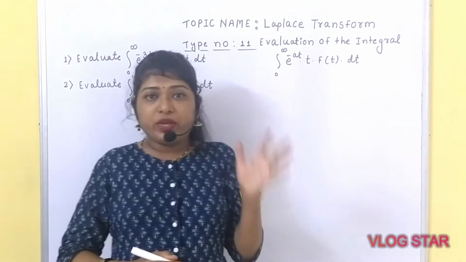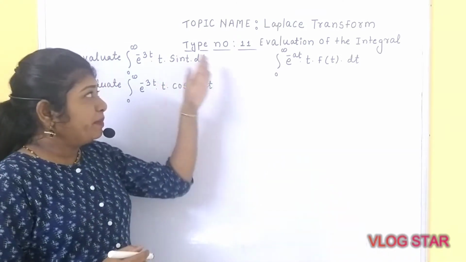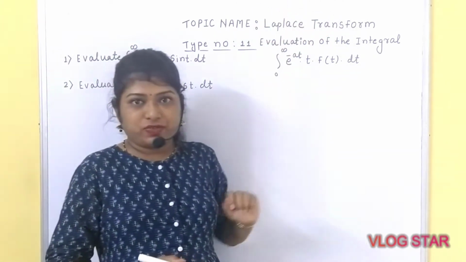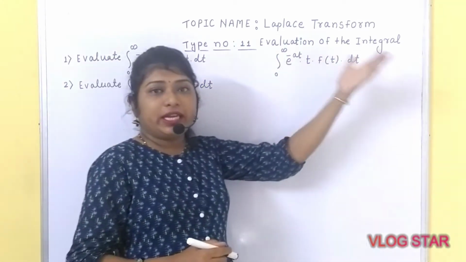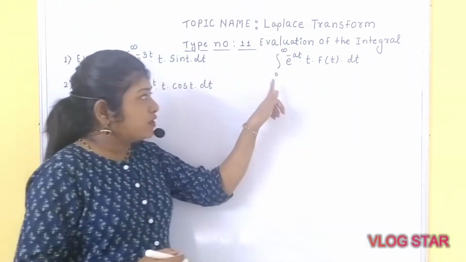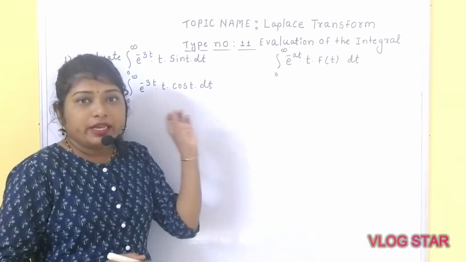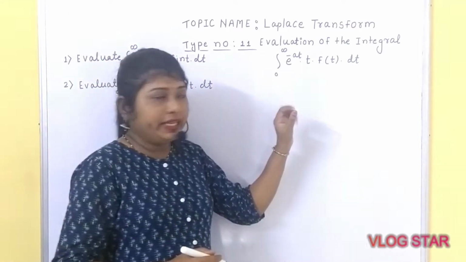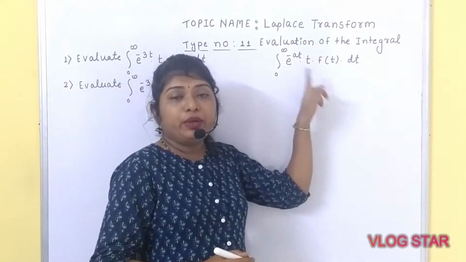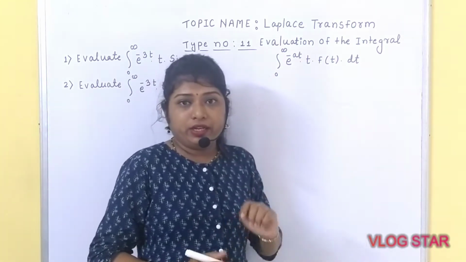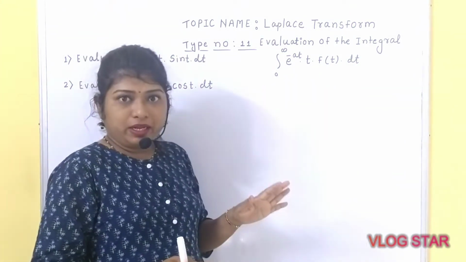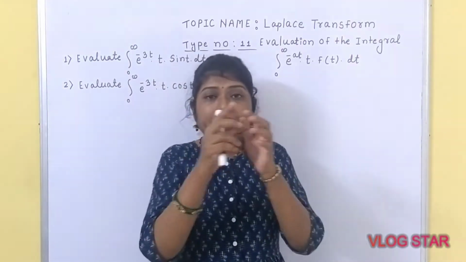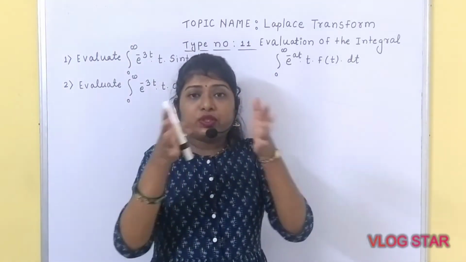In today's video, we are going to learn type number 11 related to Laplace transform. So what is basically that type? Evaluation of the integration of 0 to infinity e raised to minus at into t into f of t into dt. So what you need to remember, this is the given format. You have to divide the entire example into three parts.